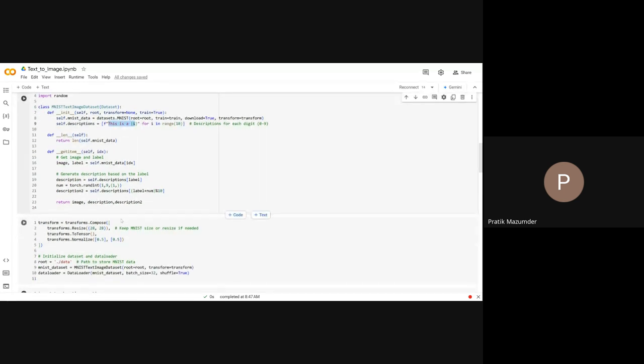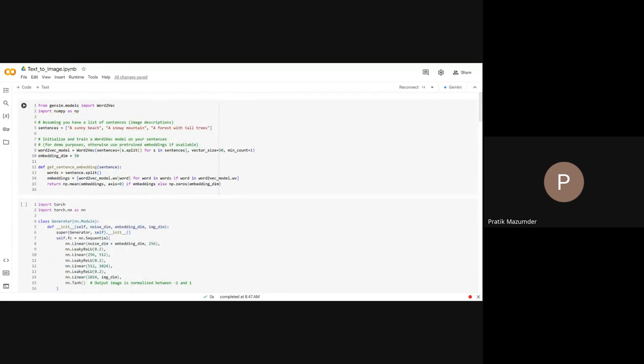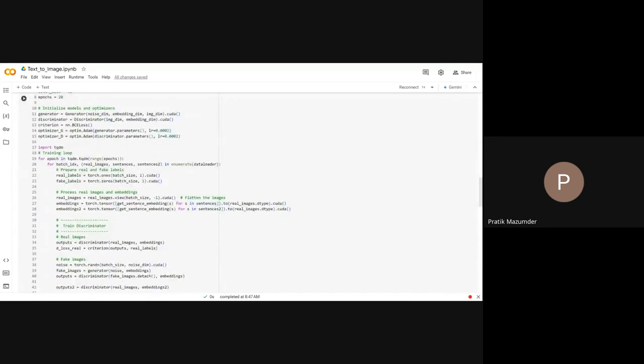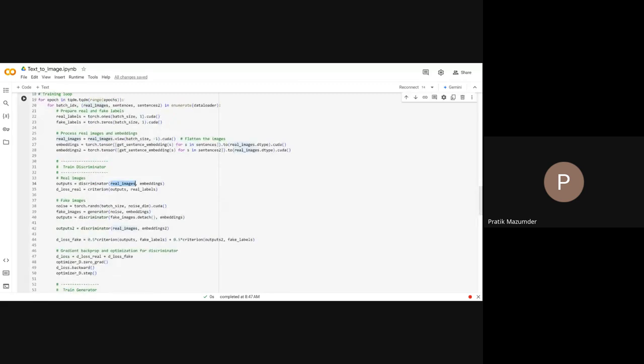And we are using a word2vec model. It's old now, but it's a very standard word embedding model. It takes any sentence, a set of words, and converts it into an embedding. And given that embedding, the rest of the training is similar to your conditional GAN, where you pass both the real image as well as the condition to your discriminator. For your generator, you give noise and the conditioned embeddings.